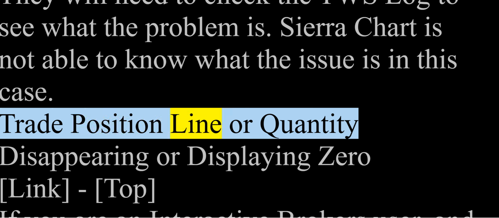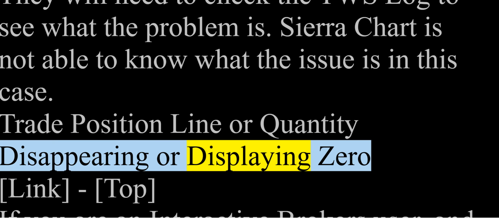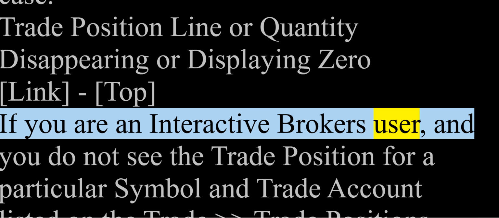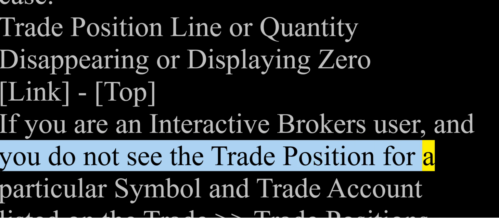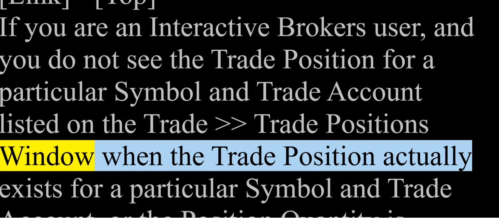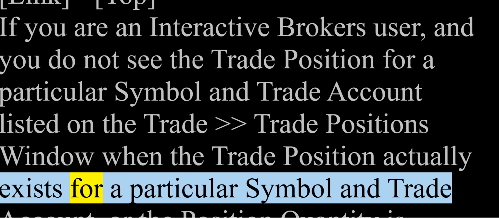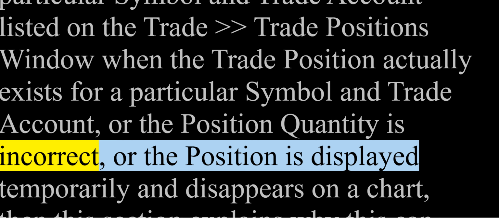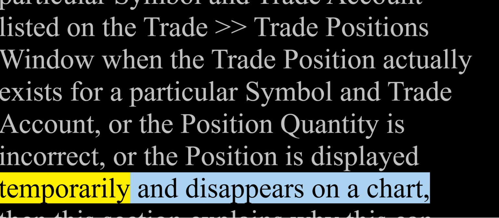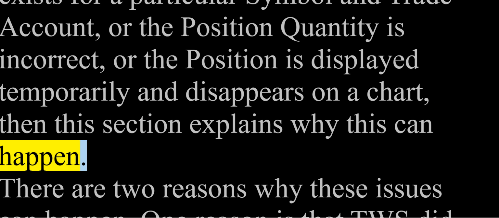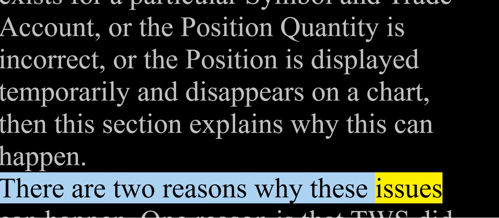Trade position line or quantity disappearing or displaying 0. If you are an Interactive Brokers user and you do not see the trade position for a particular symbol and trade account listed on the trade positions window when the trade position actually exists for a particular symbol and trade account, or the position quantity is incorrect, or the position is displayed temporarily and disappears on a chart, then this section explains why this can happen. There are two reasons why these issues can happen.